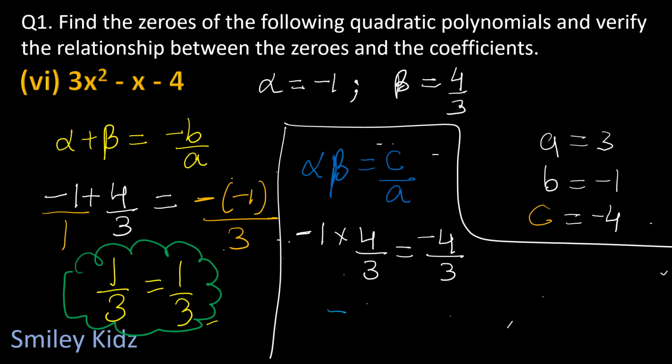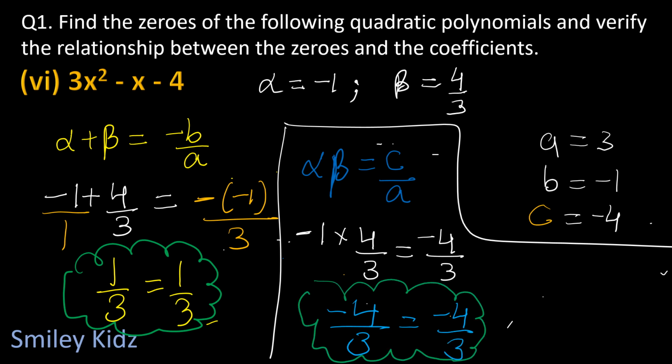So, -4/3 is equal to -4/3. And this is how we have verified the relationship between the product of the zeros and the coefficients. And we are done with the first question. Now moving on to the second one.